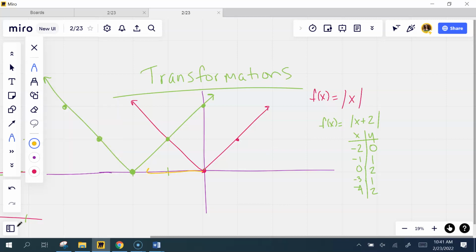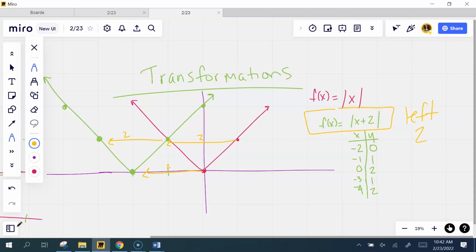This one went over 2. This one went over 2. This one went over 2. Look at the equation compared to the parent. Everything moved left 2. You agree? Everything just slid. The red, or the pink, became the green.